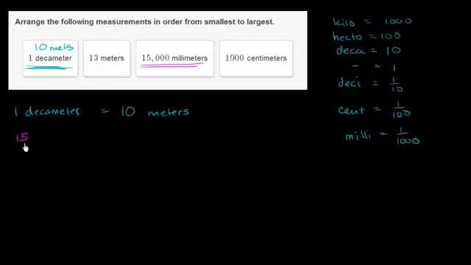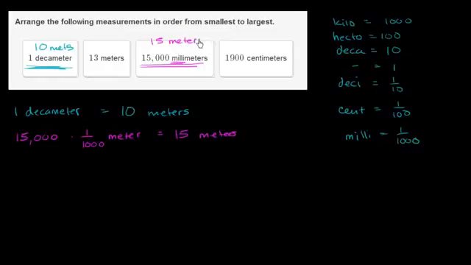So it's 15,000 millimeters. But milli means 1,000th. So it's 15,000 times 1,000th of a meter. So each millimeter is 1,000th of a meter. You could view this as, instead of writing a milli here, I wrote 1,000th. So 15,000 times 1,000th, that's just going to give me 15. So this is going to be 15 meters.